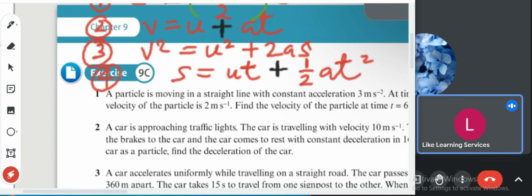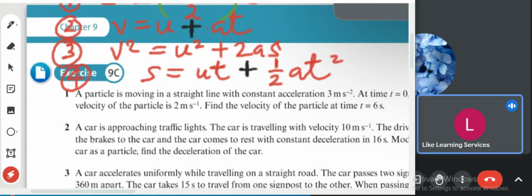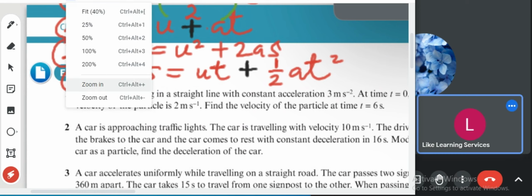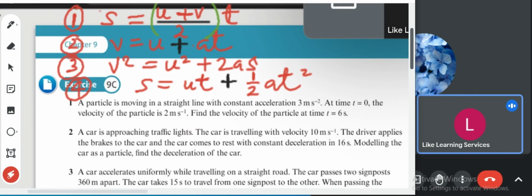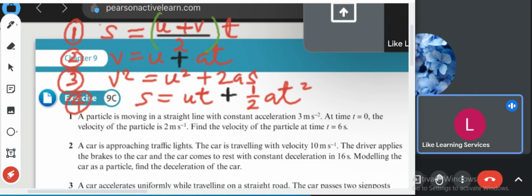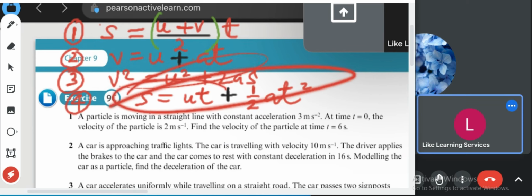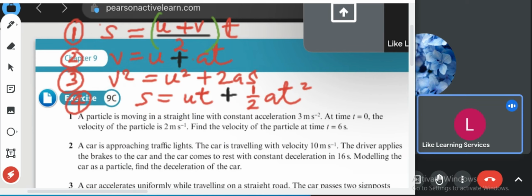The way we do this, when you see a question, you look at the quantities given, and then you look at the particular equation that contains those quantities together with what you're looking for. We have 4 equations: 1, 2, 3, 4. Now let's look at, just for an introduction, a particle moving in a straight line with a constant acceleration of 3 meters per second squared. At a time t equal to 0, the velocity of the particle is 2 meters per second. Find the velocity of the particle at time t equal to 6 seconds. Which one can we use based on the information given?